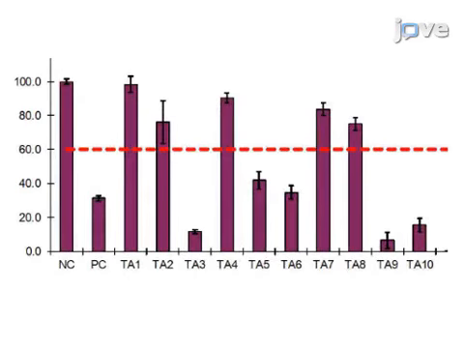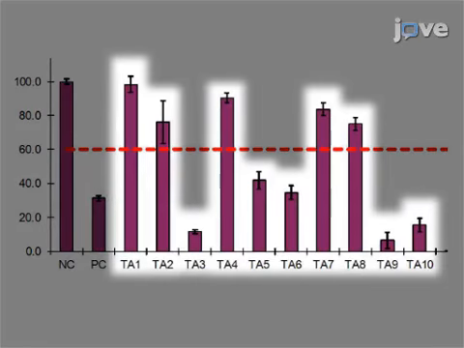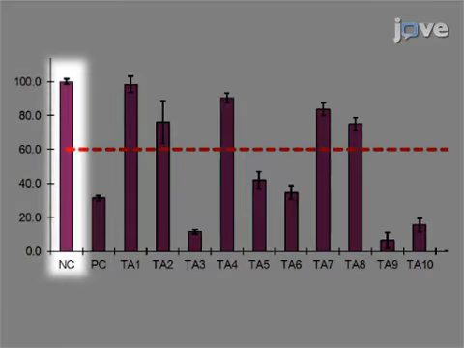Ultimately, the irritating potential of the test articles can be assessed by comparing the relative viability of the test article-treated tissues to the negative control-treated tissues.